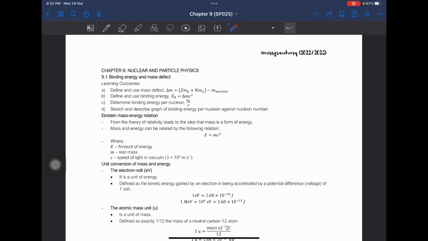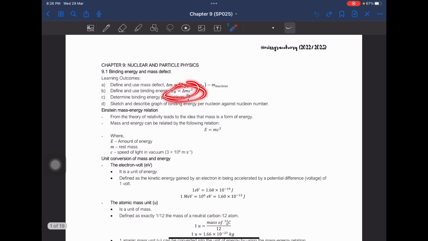Okay, so in this subtopic you have to be able to define and use mass defect, which is this formula here, define and use binding energy, this formula here, and second last, determine the binding energy per nucleon, which is basically this equation here.